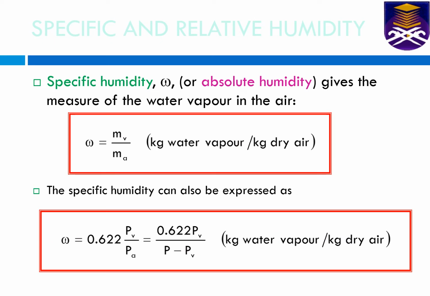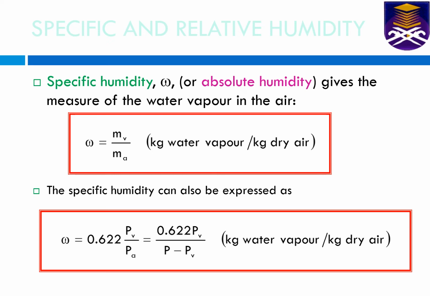Okay, let's look at some terminologies that we have. The first important terminology is specific and relative humidity. So what is specific humidity? Specific humidity is the measure of the water vapor in the air. It measures the ratio between the amount of water vapor to the amount of dry air.